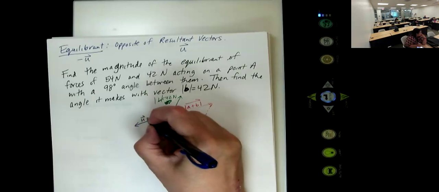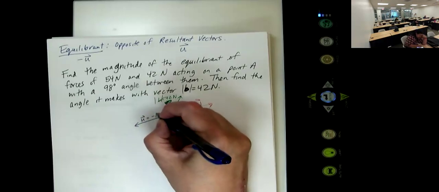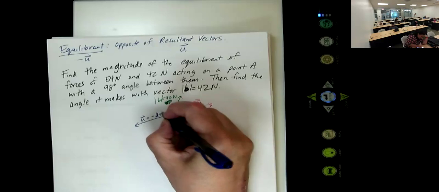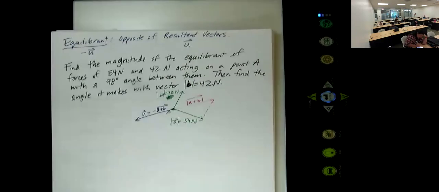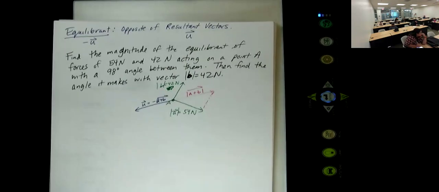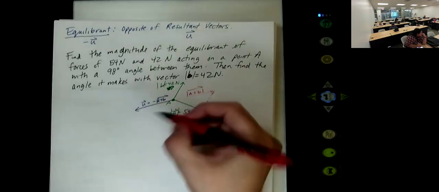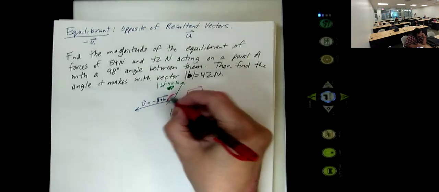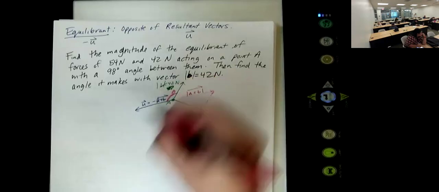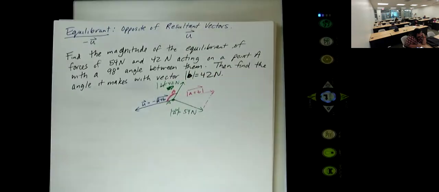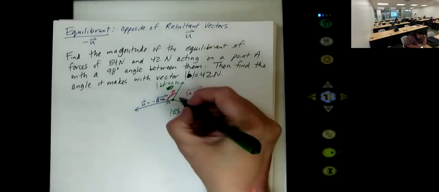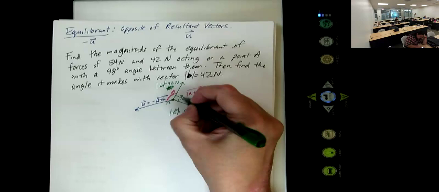U equals negative A plus B. And we want the length of it and this angle right here. Let's call that angle theta. The other piece of information we have is this is 98 degrees.